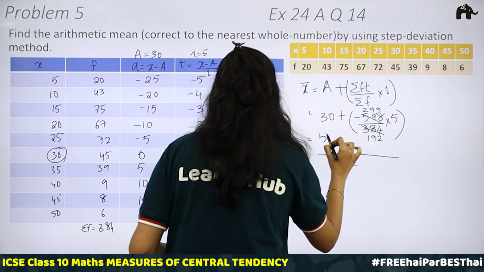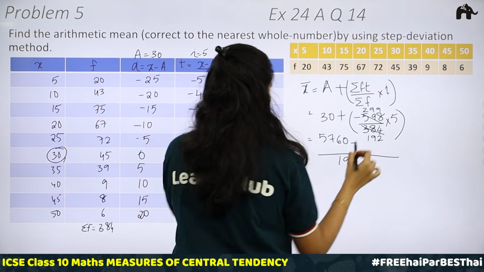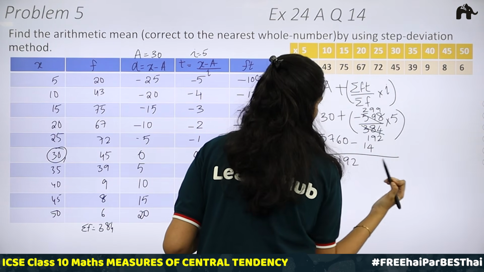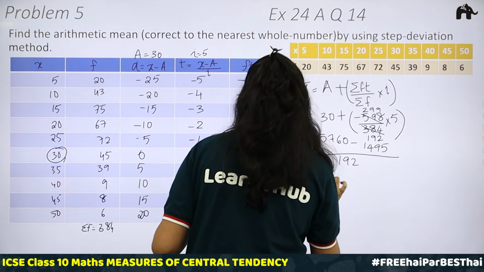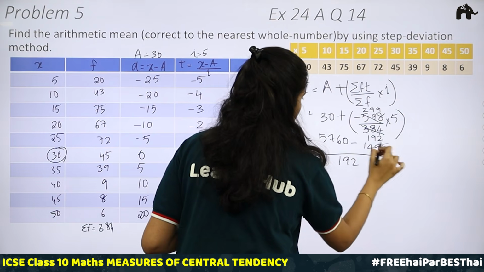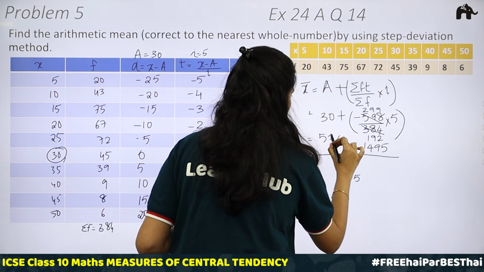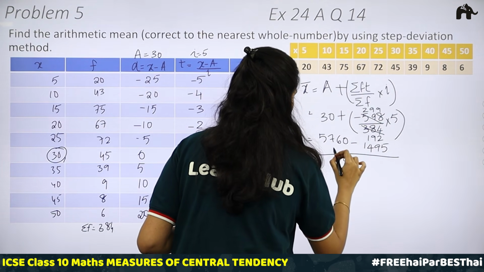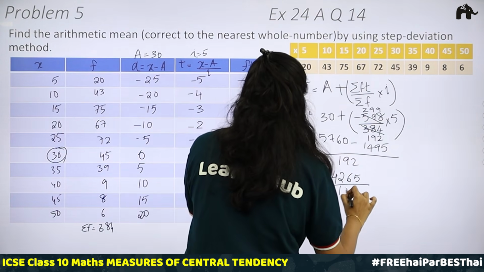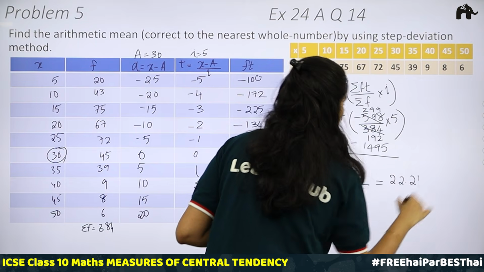192 into 30, you will be getting 5760 minus, here you have 299 into 5. What is 299 into 5? 299 into 5, you will be getting 1495. On subtracting this and dividing by 192, on subtracting, what do we get? Here you will be getting 4265 divided by 192. On dividing this, your answer will be 22.21. So, this is the mean.